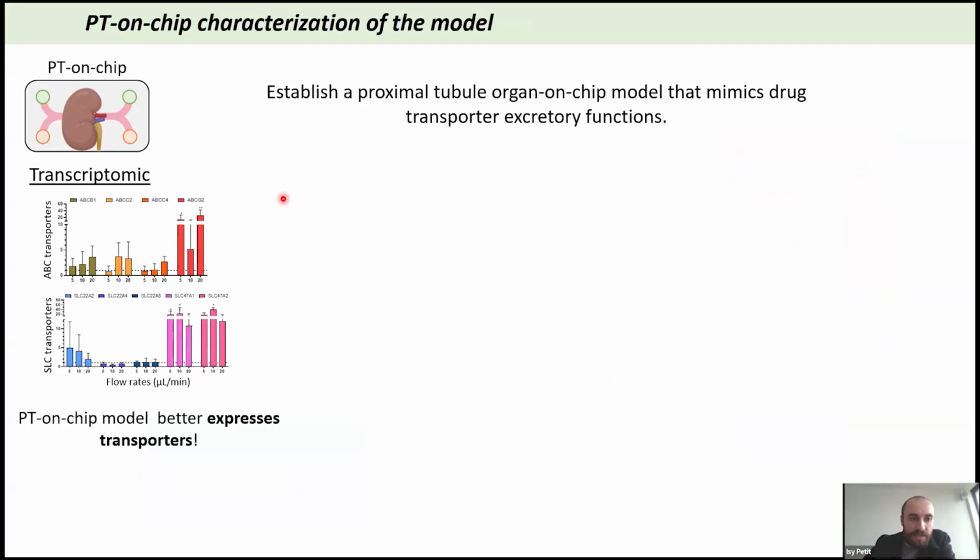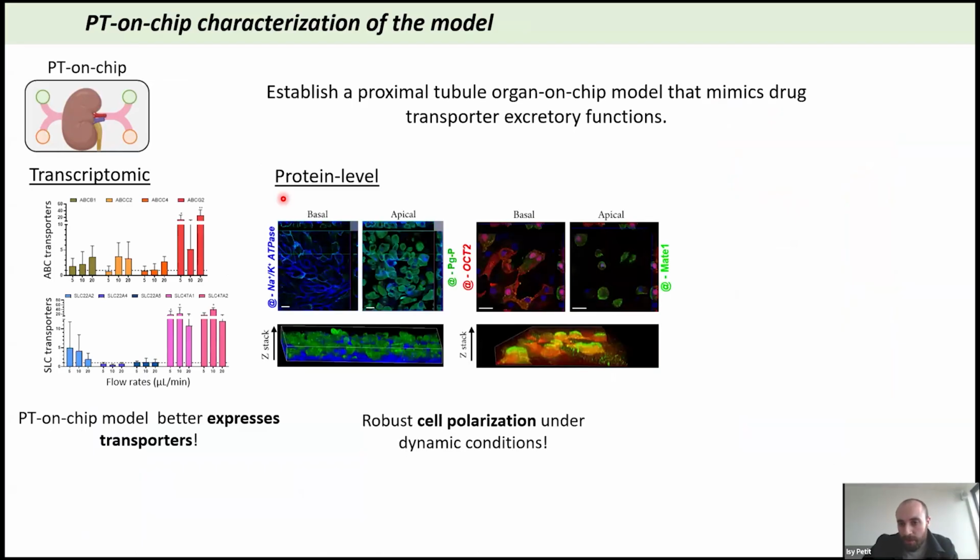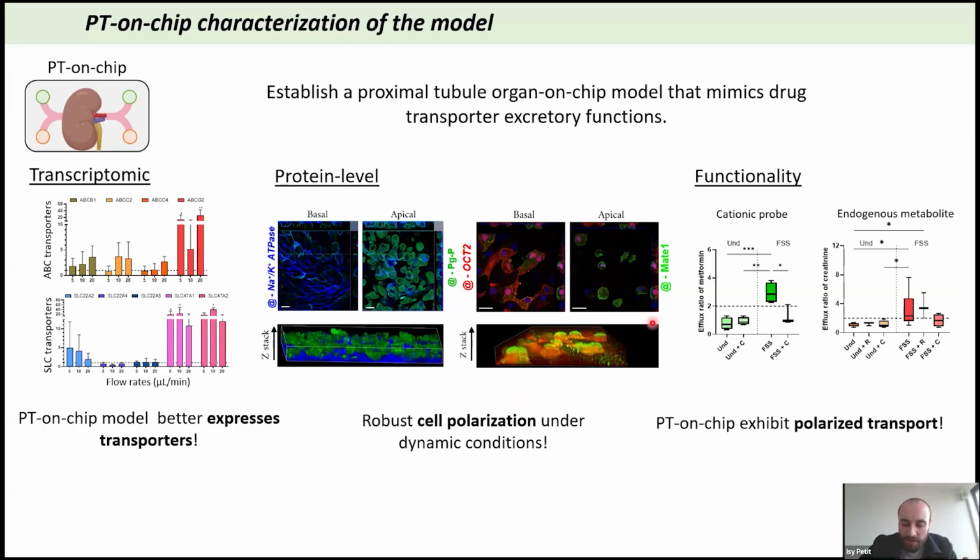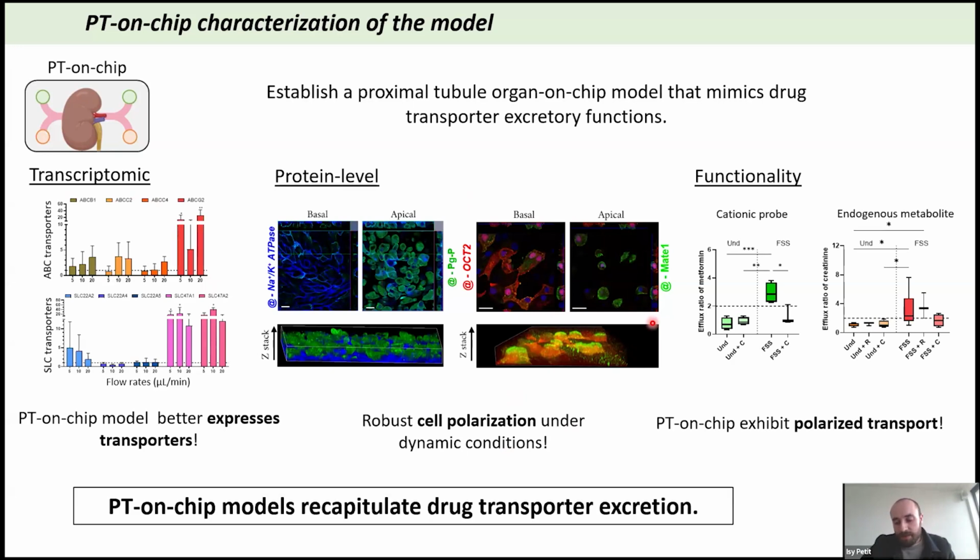To do so, we first need transporters, and yes, in our model, we express transporters, and more importantly, under dynamic condition, we saw increased expression, so our model expresses transporters better than under static condition. We have the transcriptomic aspect, we have the expression, what about the protein? And yes, we have the transporter protein, and more importantly, they are correctly localized under dynamic conditions. So we have a robust cell polarization. So expression, protein, what about the functionality? And yes, in our setup, we exhibit a polarized transport, which means that our model recapitulates the transporter function. This work has been published in early 2025.